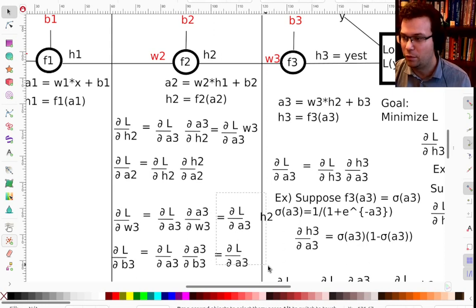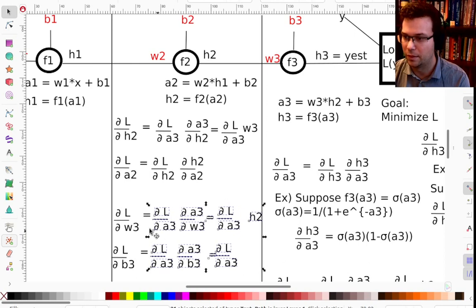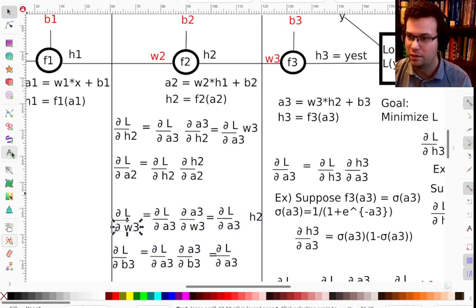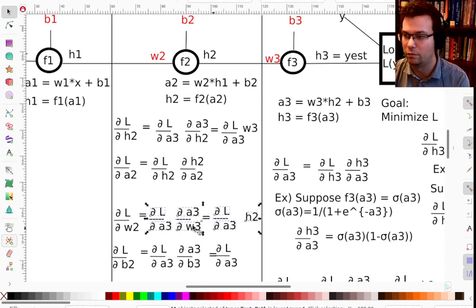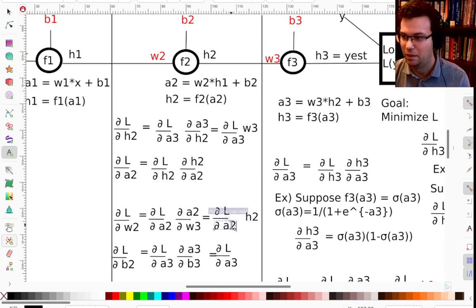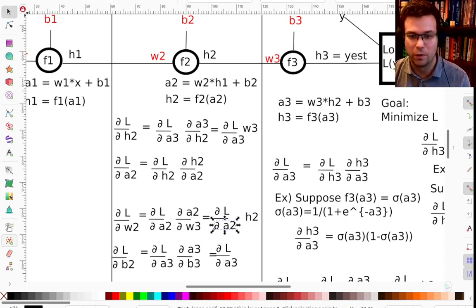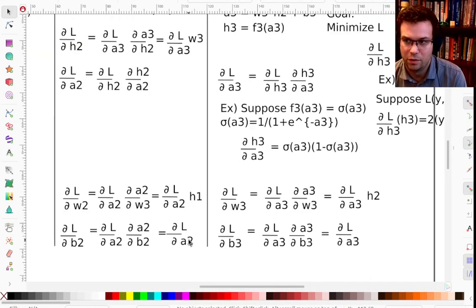Now if I want to look at the derivatives of the loss with respect to the weight, I'm just doing some copy pasta. So the derivative of the loss with respect to weight 2: the loss function depends on weight 2 through A2. Let me just overwrite these all real quick. All right, so here it is.